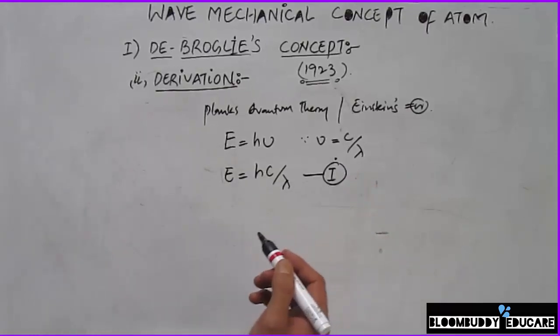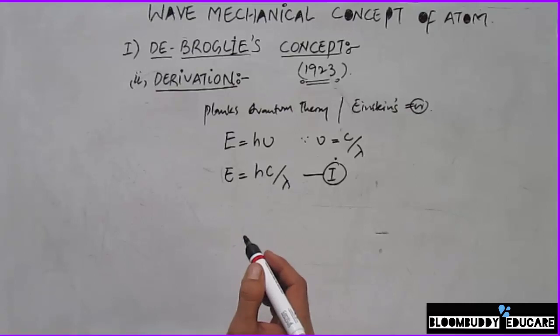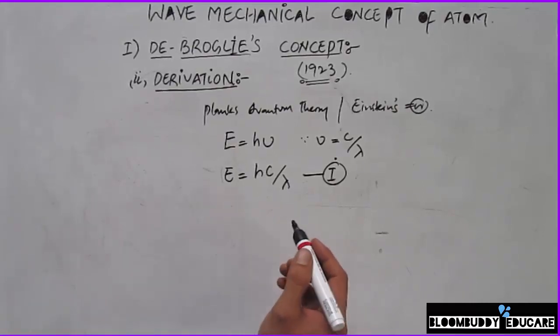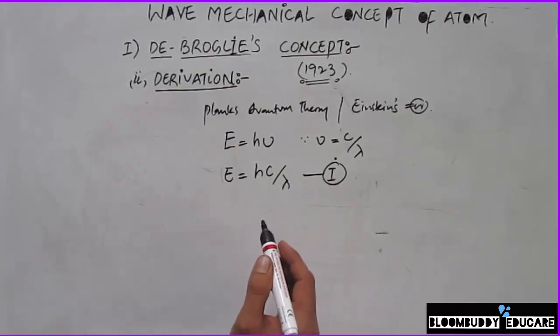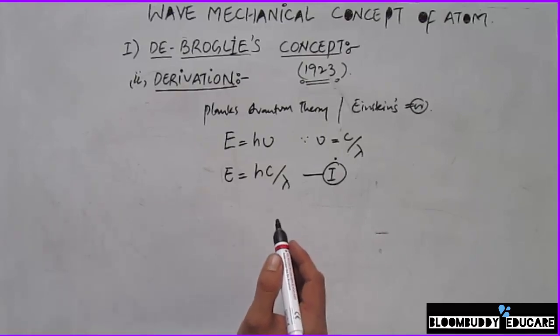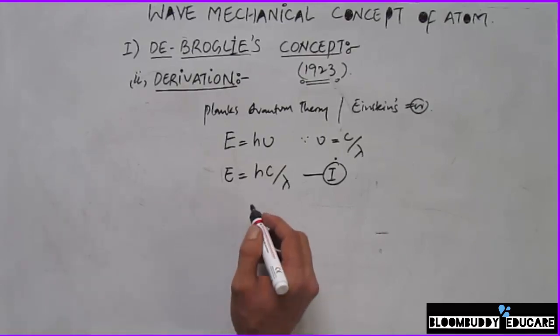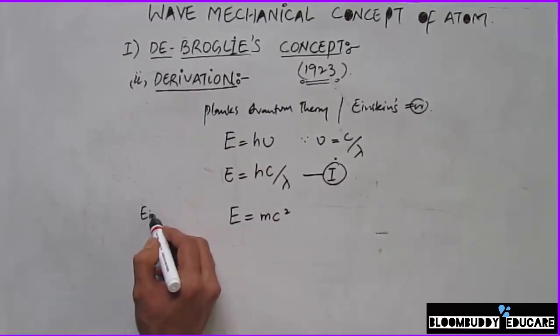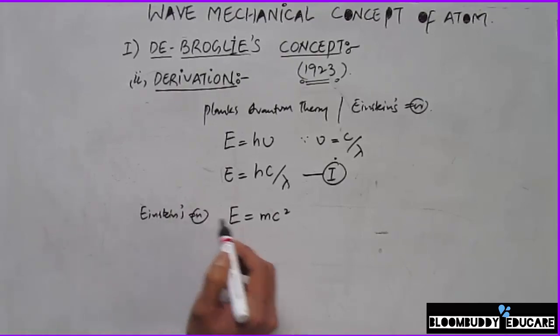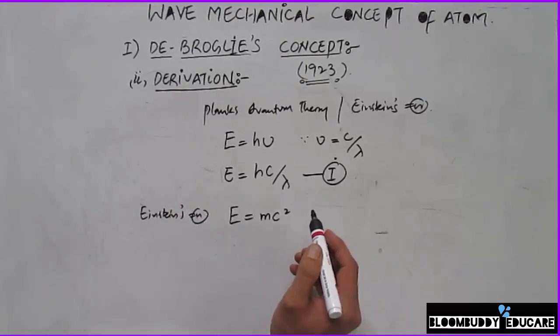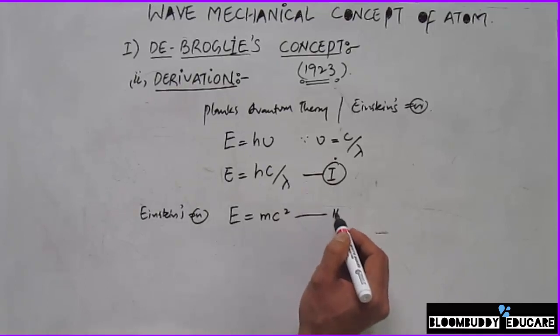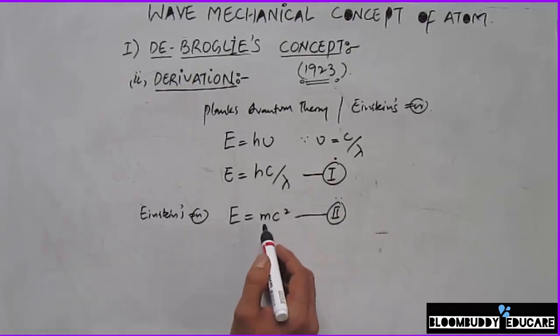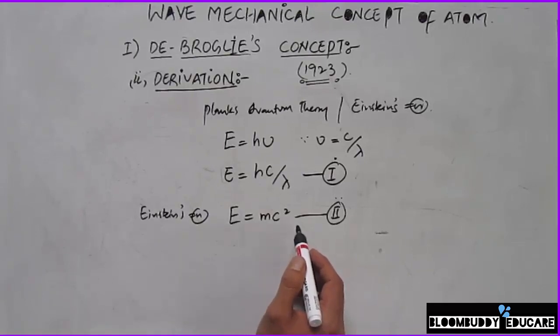According to Einstein's equation, E is equal to mc square. In other words, mass slowly changes to energy when light falls on it. So this is Einstein's equation, E is equal to mc square, and we will call this equation second. In this case, m is the mass of the photon and c is the velocity of light.